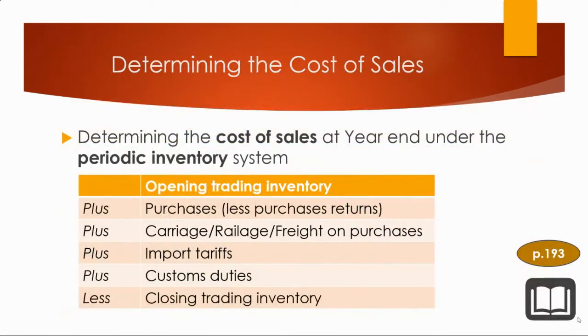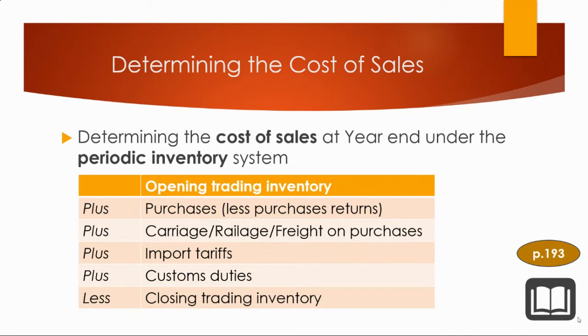Okay, so the following formula shows you exactly how to work out the cost of sales at year end under the periodic inventory system. So our starting point is you start with the opening trading inventory. Now I just mentioned that in terms of the periodic inventory system, that balance would not have changed from the beginning of the year. Okay, then we add purchases. Now those are all of whatever we purchased during the year, less any purchase returns. Now you will see we deduct the purchase returns, and the reason for that is we will have 2 separate accounts. We'll have a purchases account, we'll have a purchases return account.